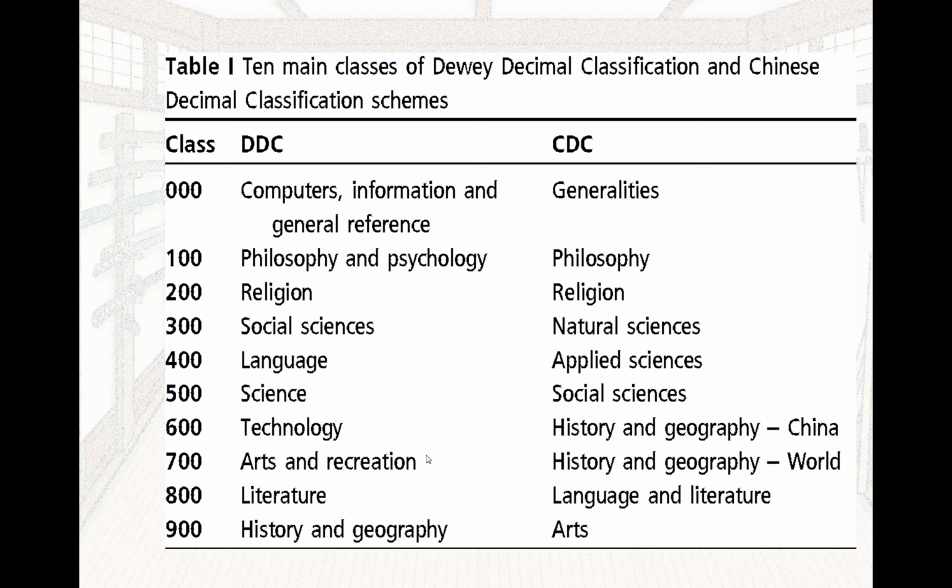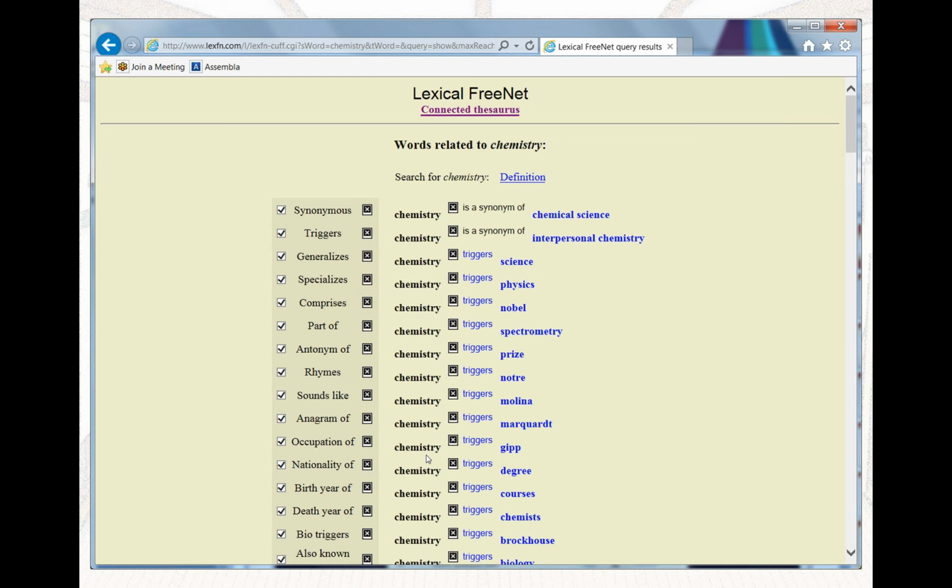600 is technology for Dewey, but it's history and geography of China for CDC, right? Again, it doesn't matter what your bucket is, it matters that your bucket matters to your information. So here's a good place. You can play with this on the web.